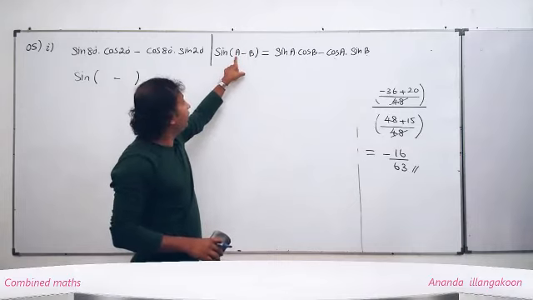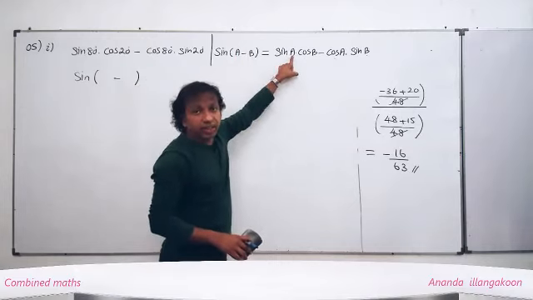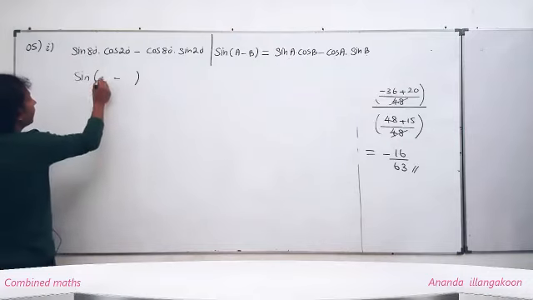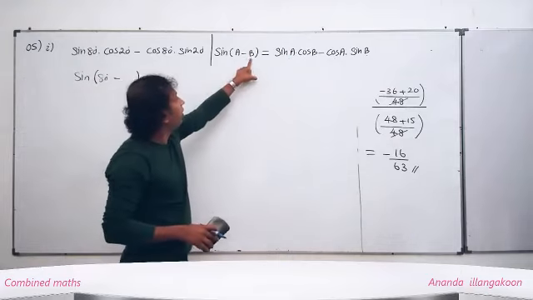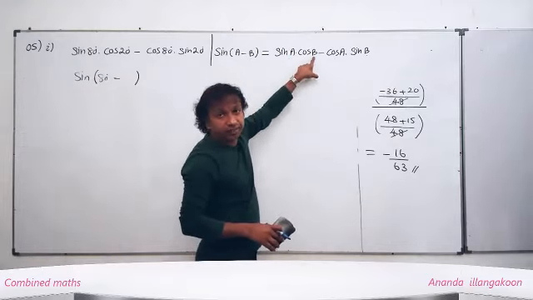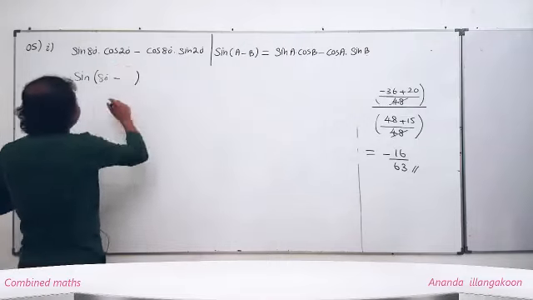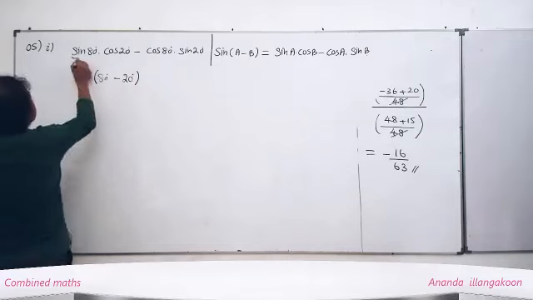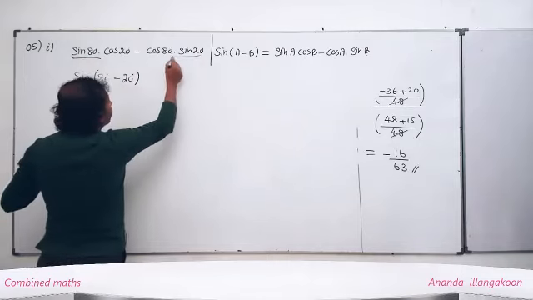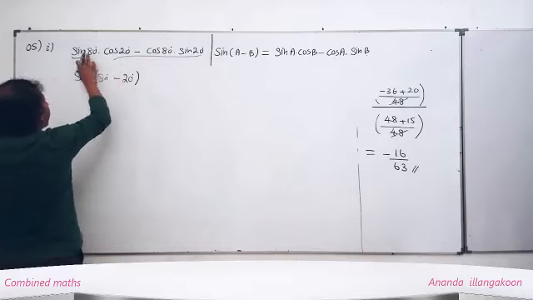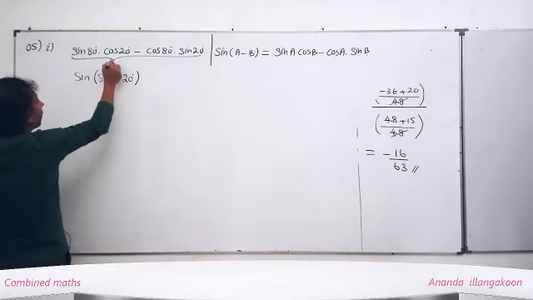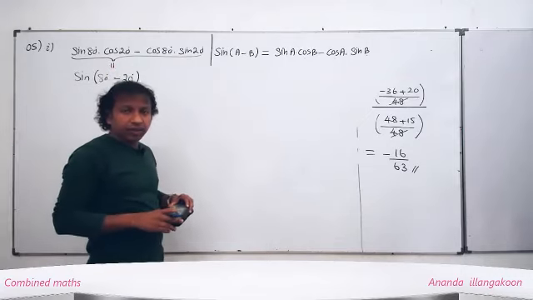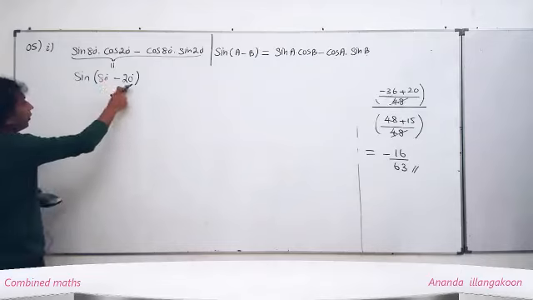A means the right hand side first angle. Therefore, in this case, A means this 80. Here B means the right hand side second angle. In this case, that means 20 degrees. Therefore, you can write this expansion equal to this. Understand?